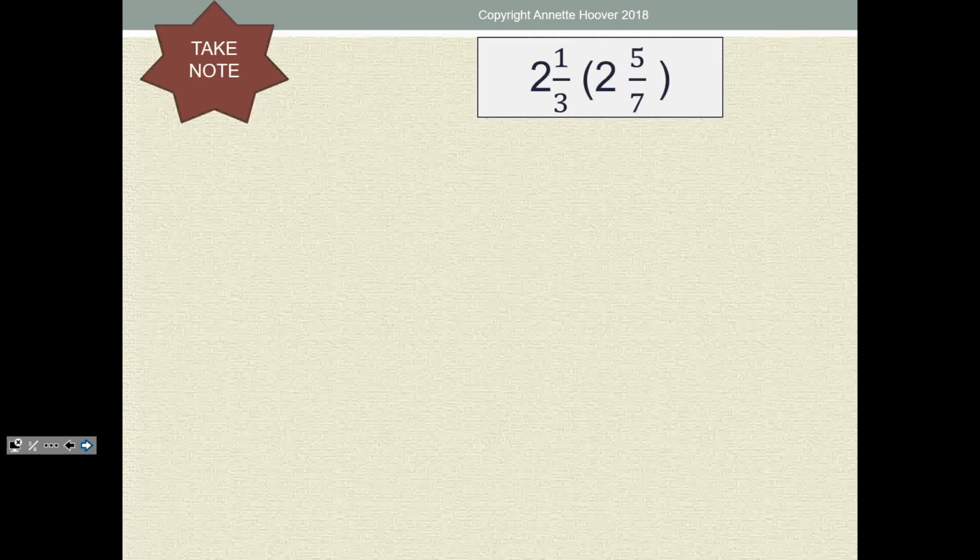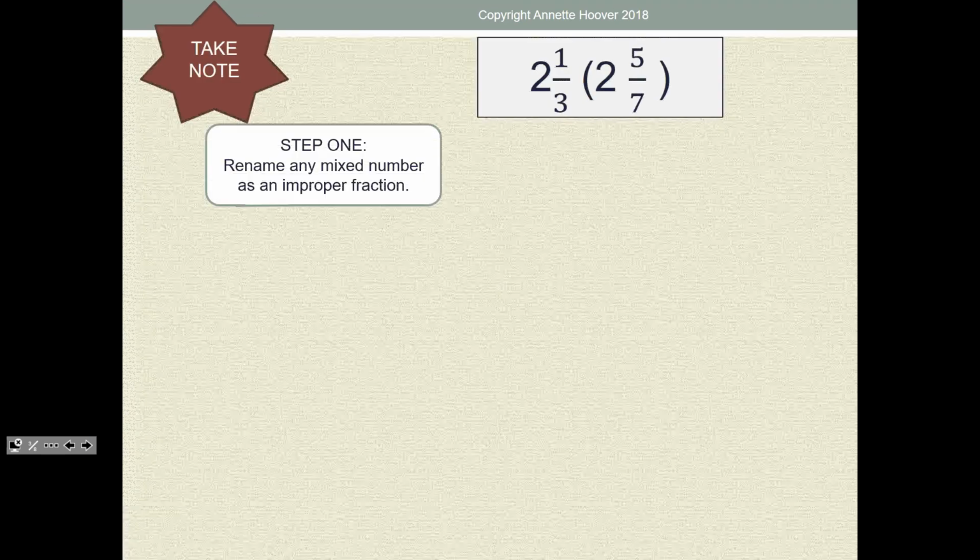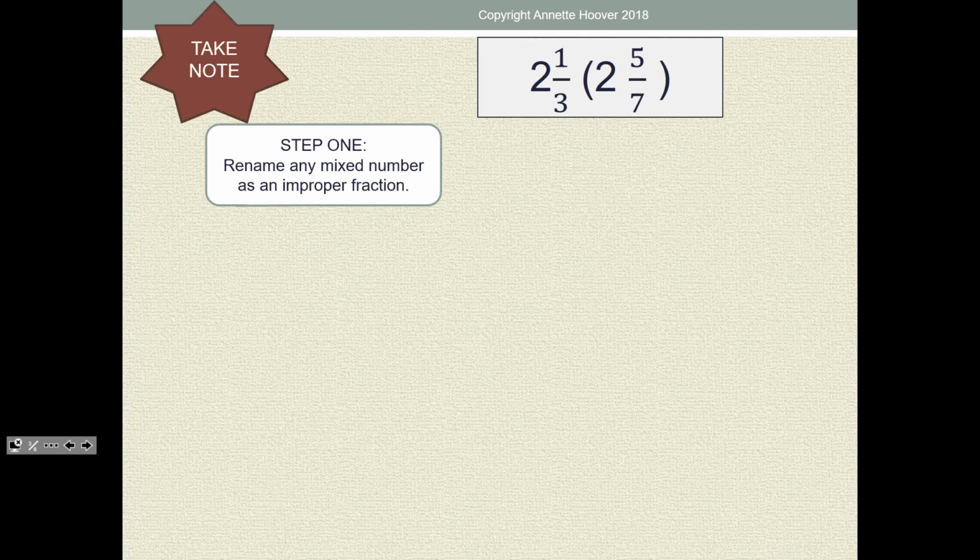In this example, you will see that we have mixed numbers. So we have to rename them or rewrite them as improper fractions first. To do that, we take the denominator and multiply it times the whole number. 3 times 2 is 6. Plus 1 would be 7, and we keep the denominator, so that would be 7/3.